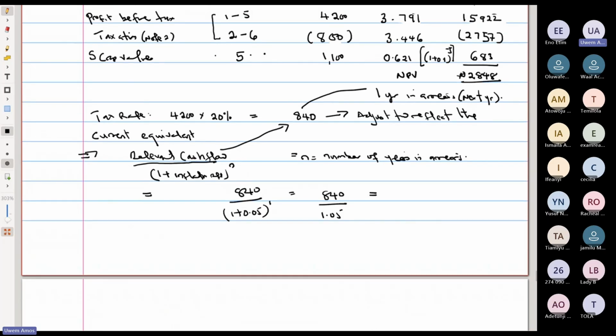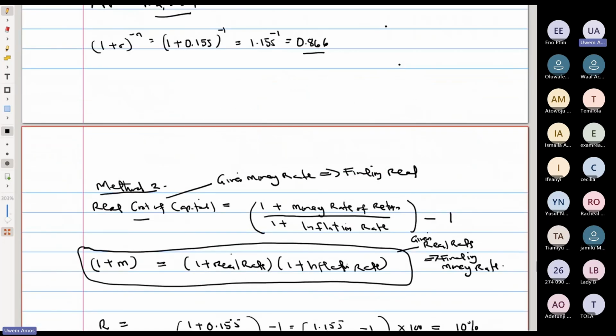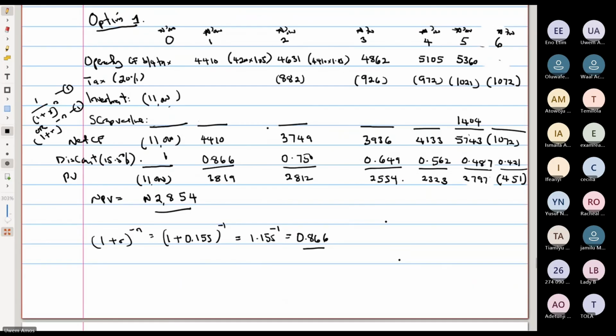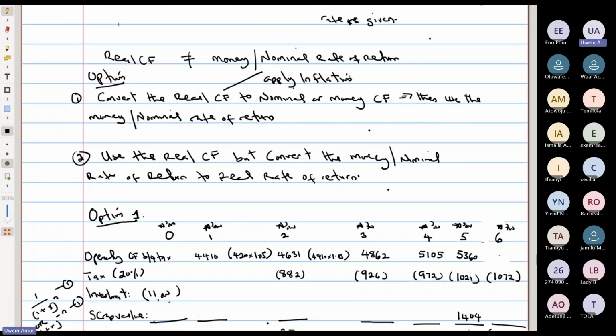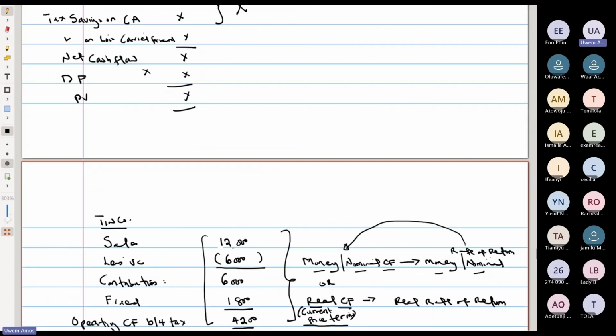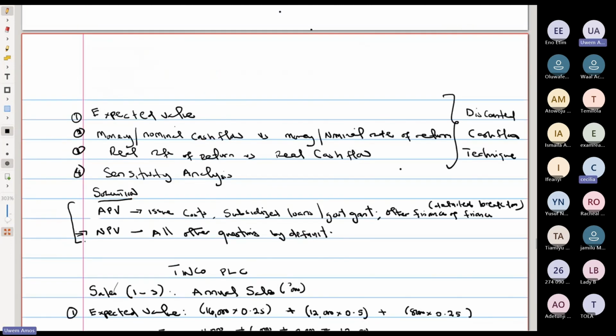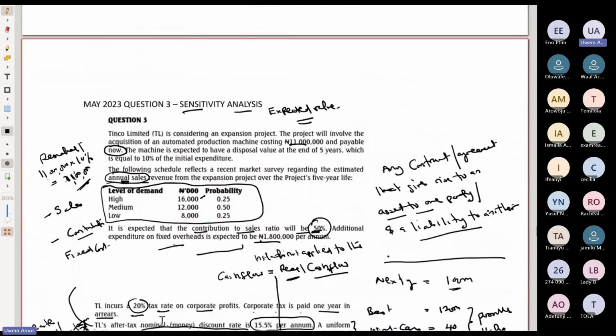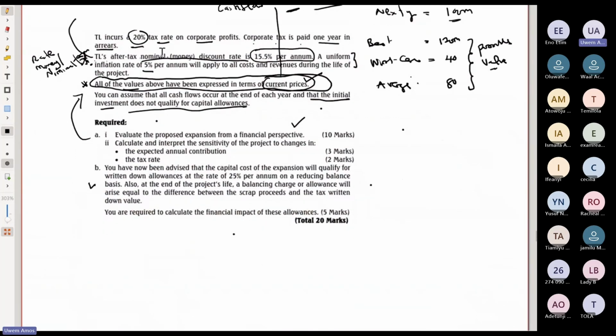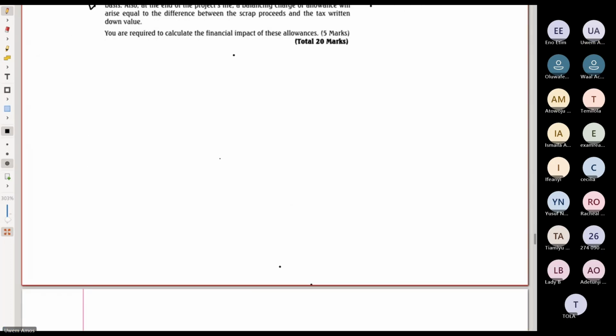So what is our first sensitivity we're looking at? Sensitivity of the project to what? Let's look at our question very well. Our first sensitivity is to the expected annual contribution. And the second one is to the tax rate. So let's look at the sensitivity to the expected annual contribution. That's our first one.